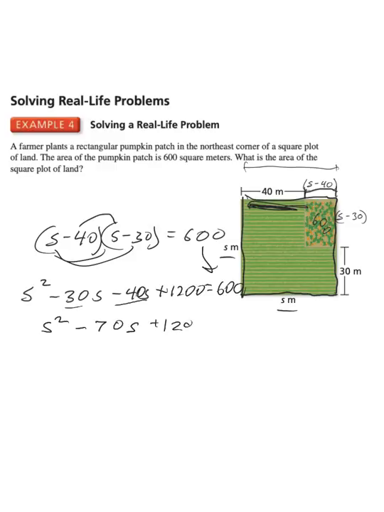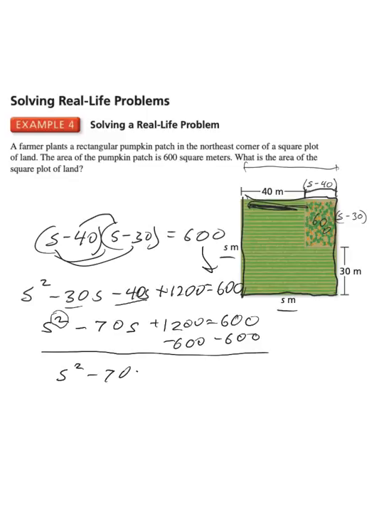plus 1,200 equals 600. Now, a very important thing is if I'm going to solve a quadratic, which this is because of that squared term on the s, I need to do it by factoring. That's the only way we know how to do this. So to factor and solve, we need to get 0 on one side of the equation. And so I'm going to do that by subtracting 600 on both sides. I get s squared minus 70s plus 600 equals 0. So that's 1,200 minus 600 is 600.